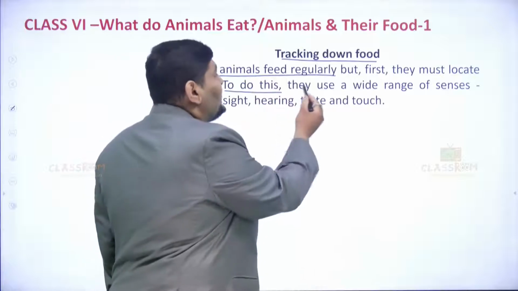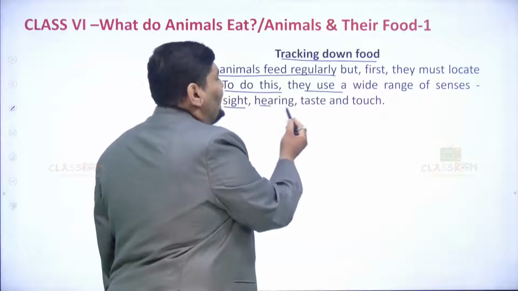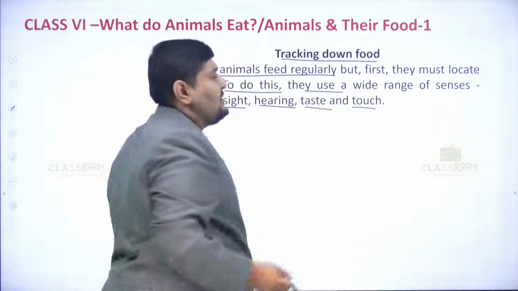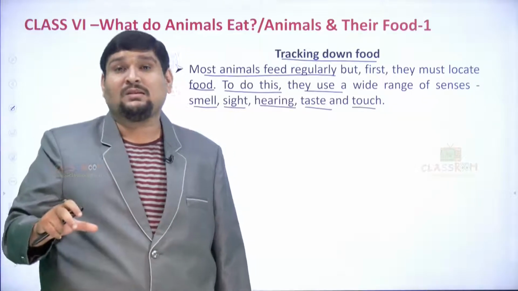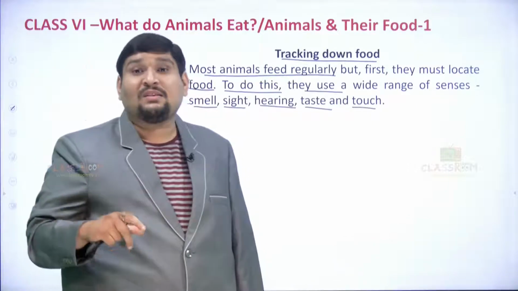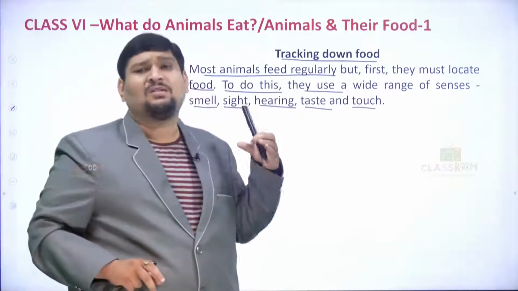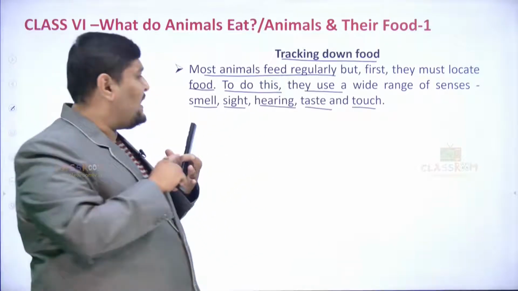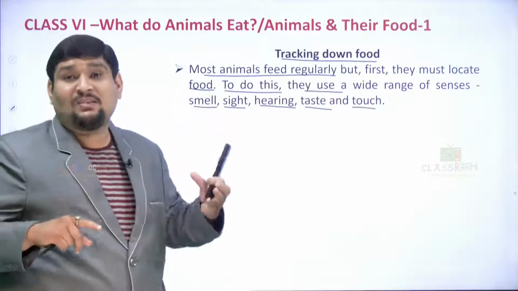Then, to do this, they use a wide range of senses like smelling, sight, hearing, taste and touch. These are the sense organs an animal uses to track the food or to trace that location or place. So it uses all ranges: smelling, tasting, hearing, looking, and touch.